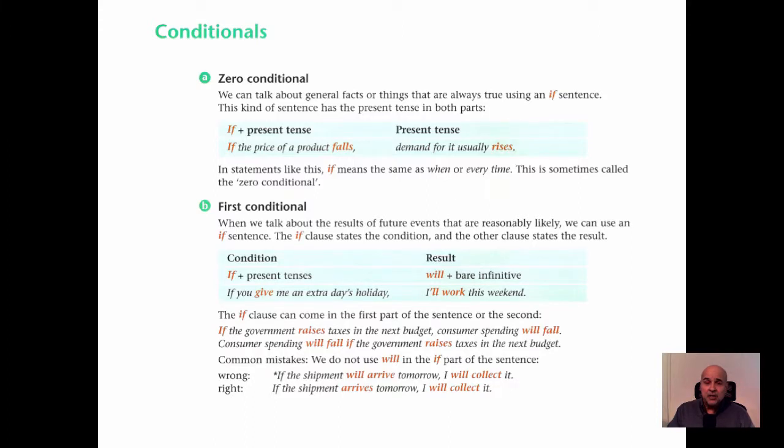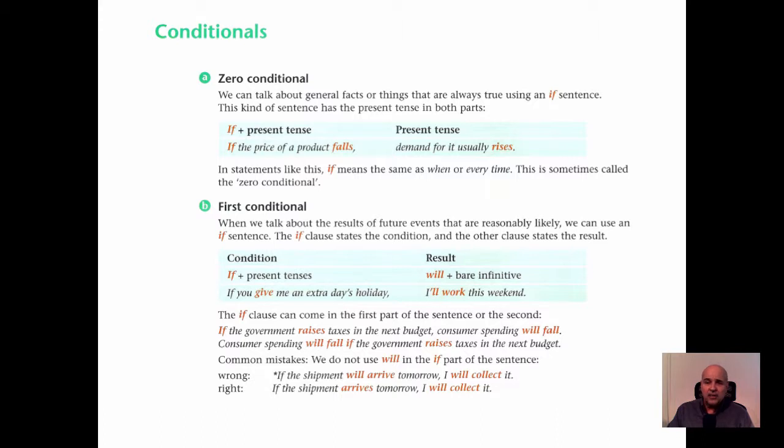Conditionals. Zero conditional. We can talk about general facts or things that are always true using an if sentence. This kind of sentence has the present tense in both parts. So, if plus present tense and then present tense. Example: if the price of a product falls, demand for it usually rises. In statements like this, if means the same as when or every time. This is sometimes called the zero conditional.